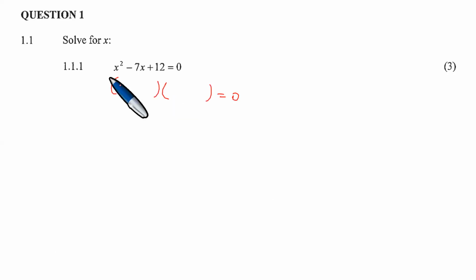The factors of x squared are clearly x and x. The factors of plus 12 are clearly minus 4, minus 3. So x is 4, or x is 3. And these are the solutions to this, and the marks are 3. Okay, pretty straightforward. Next question.